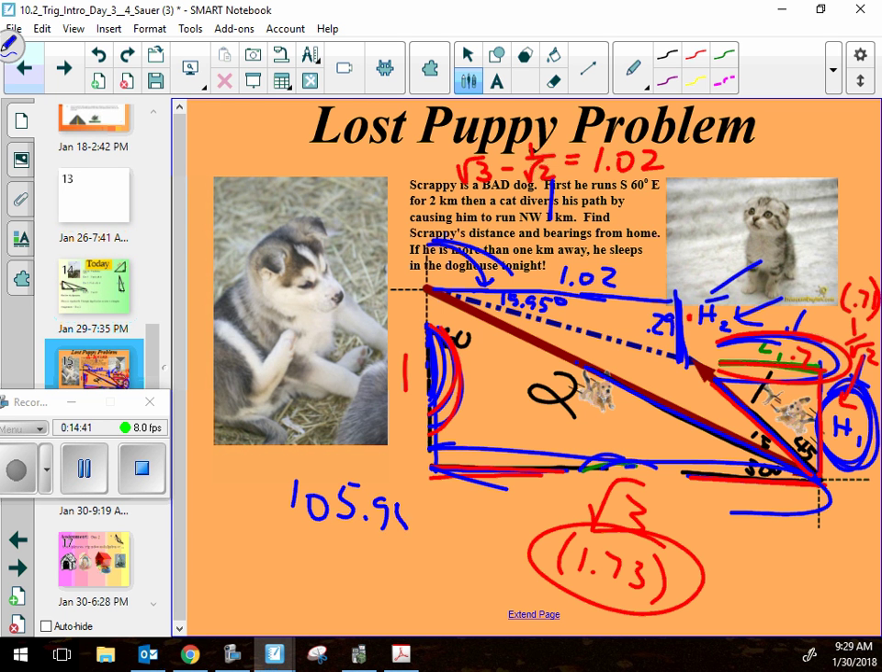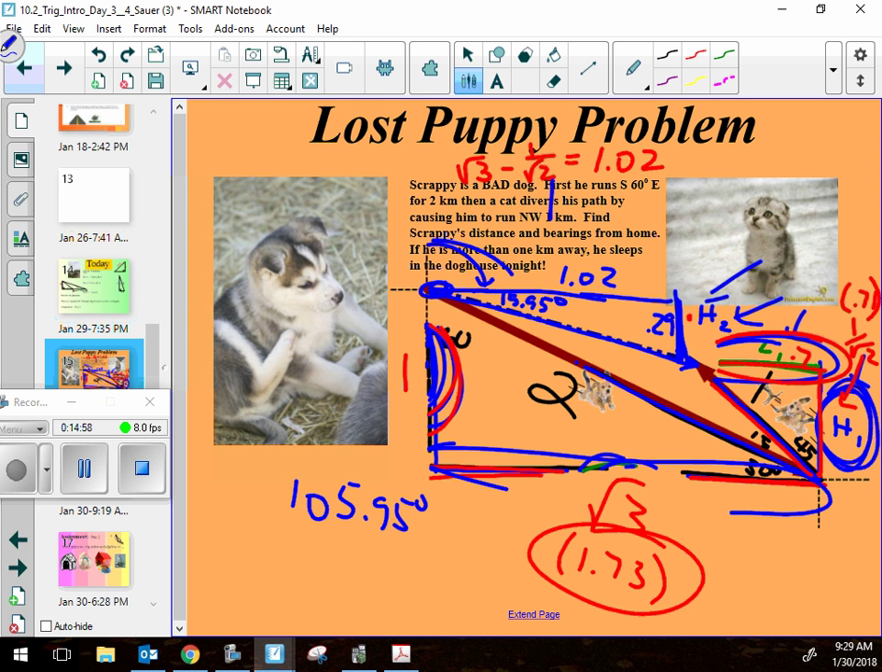And now, if I take 90 plus that, which would be about 105.95 degrees, that's the true bearing to get from here to there. And how far is it? Because it said if he's more than 1 kilometer away, he sleeps in the doghouse tonight.